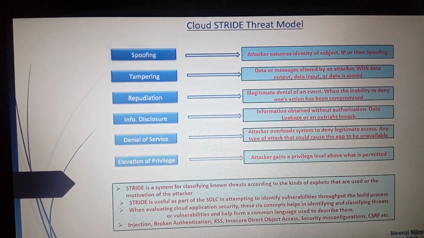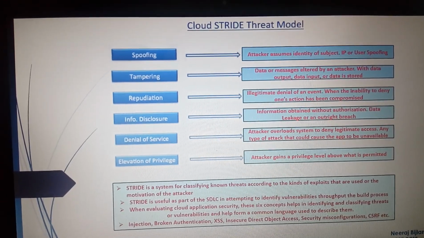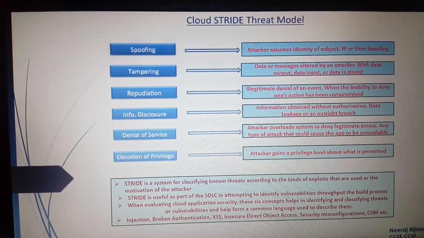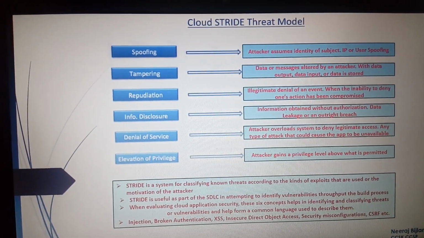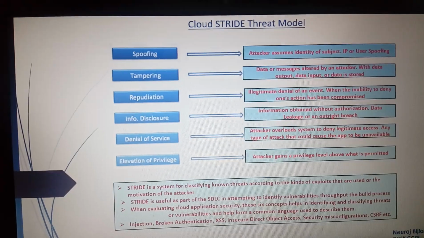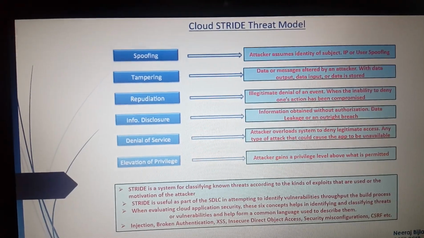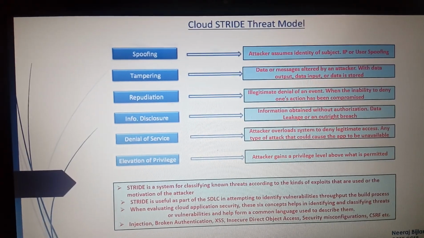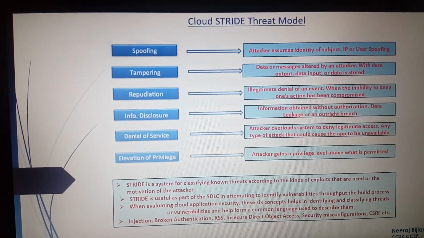Next is elevation of privilege, where attackers gain privilege-level access beyond what is permitted. Suppose an attacker gains access to the Linux kernel, root access, or admin access, then they can do anything, right? So there should be enough restrictions on root-level, admin-level, and kernel-level access, so that the attacker cannot get elevated privilege access on the applications, right? This is also very important.